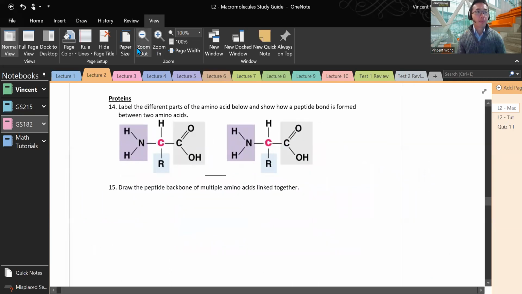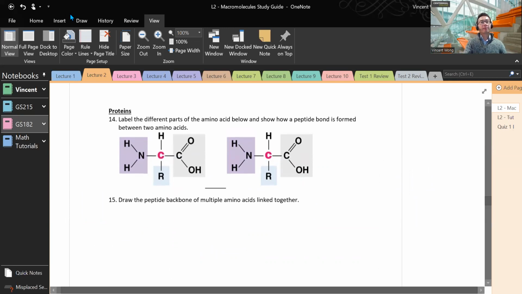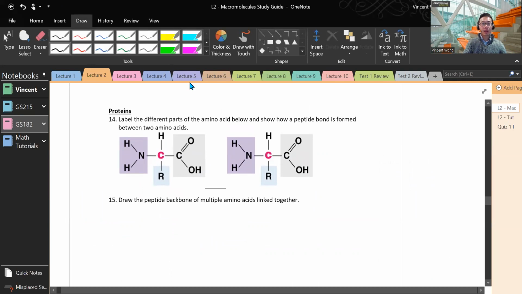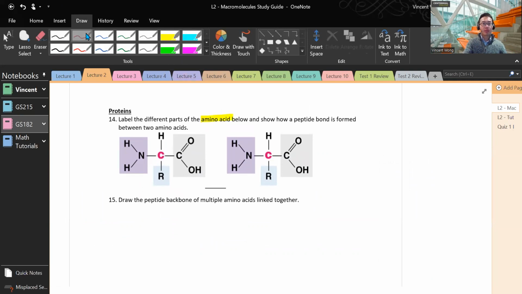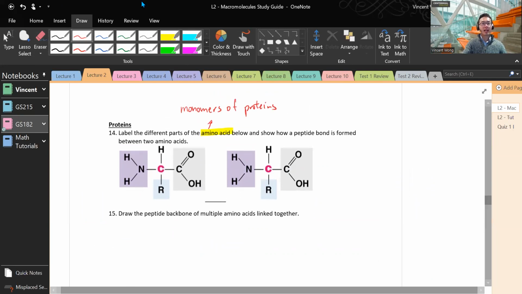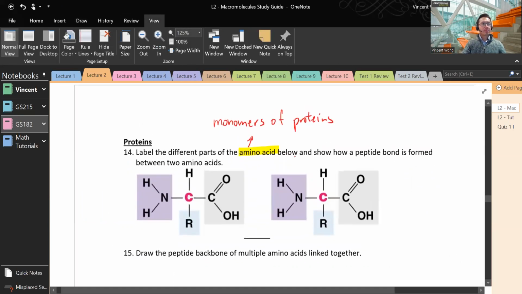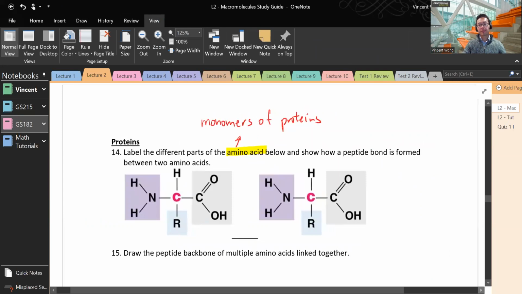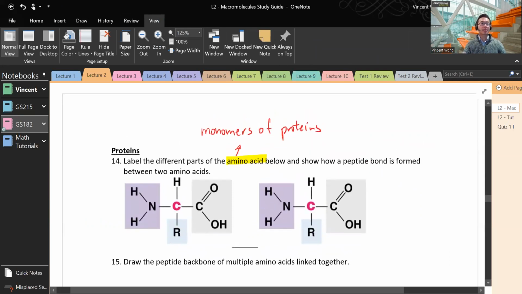All right, next part, proteins. Label the different parts of an amino acid. So amino acids are the monomers of proteins. Monomers just means building blocks, right? How many different types of amino acids do we have in the body? Does anybody remember? What's the magic number? If I ask you a multiple choice question, how many amino acids do we have in the body? Yes, so 20 types of amino acids.